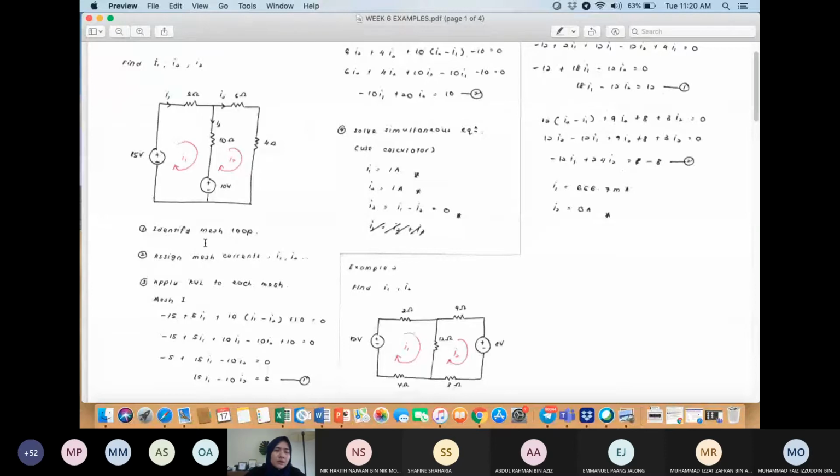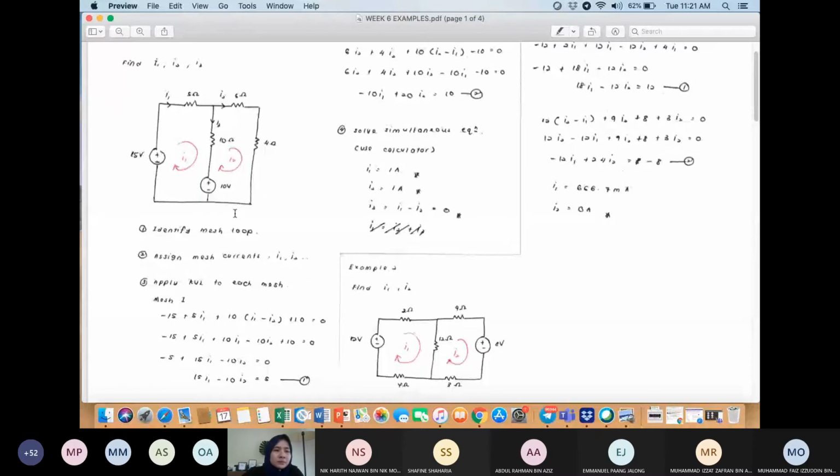The first step is to identify the mesh loops. You have 2 loops over here. This is loop 1, and this is loop 2. The next step is to assign mesh currents I1, I2. In loop 1, I assign this current as I1 and this current as I2. Now we're already at the second step. The third step is to apply KVL to each mesh.